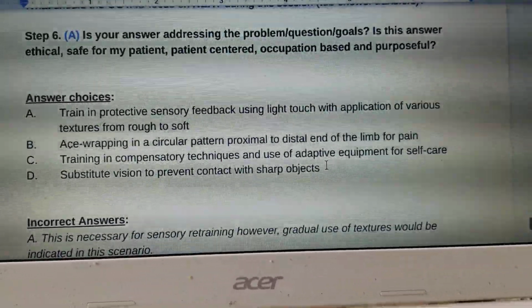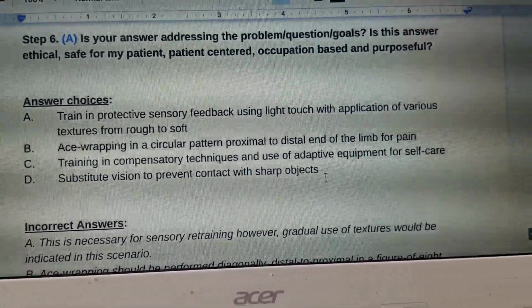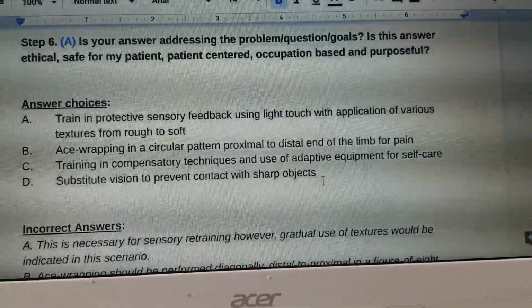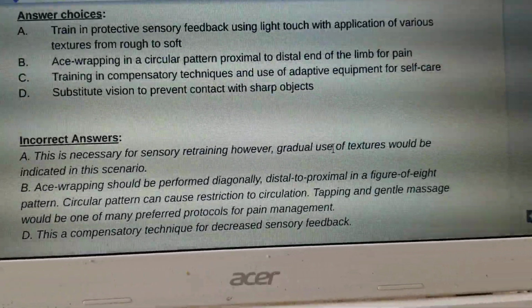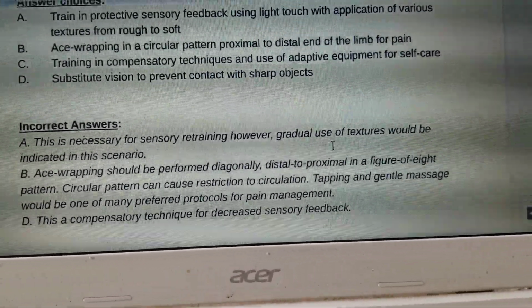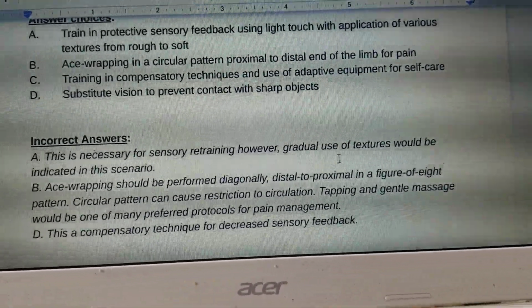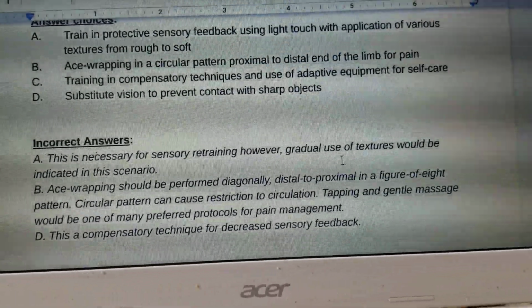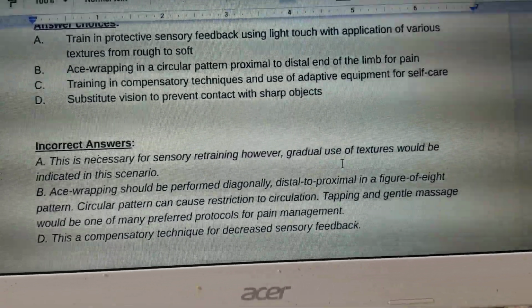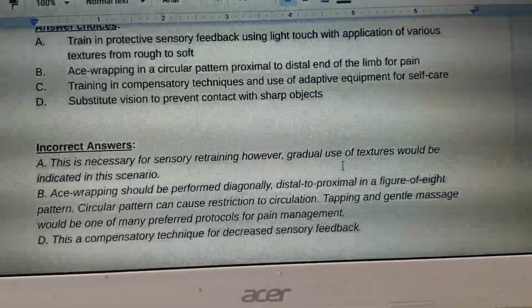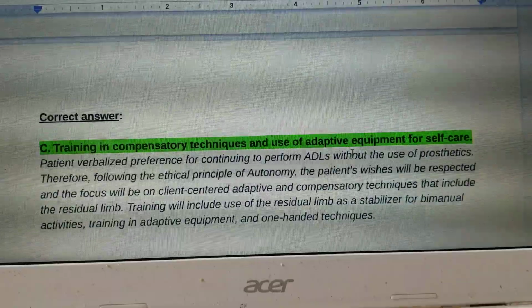So now let's think about why we know A is incorrect. A is incorrect because this is necessary for sensory retraining. However, gradual use of textures would be indicated in this scenario. And we also know B is incorrect because ACE wrapping should be performed diagonally, distal to proximal in a figure of 8 pattern. So a circular pattern can cause restriction to circulation. Tapping and gentle massage would be one of many preferred protocols for pain management. D is also incorrect because this is a compensatory technique for decreased sensory feedback. So therefore, by process of elimination, we know that C is the correct answer.